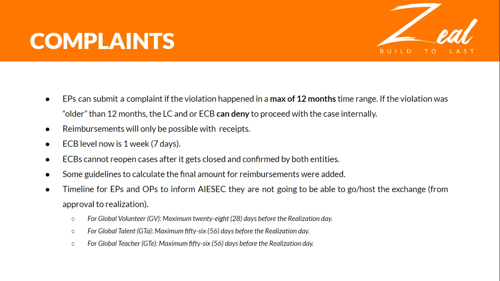This is for ICB. Timeline for EPs and OPs to inform AIESEC they are not going to be able to go or to host the exchange from approval to realization. So when the EP is approved, okay, when can the EP cancel and when can the OP cancel? If it is global volunteer, the party who is going to cancel the exchange should inform the other party at least 1 month before, 28 days before the realization day.